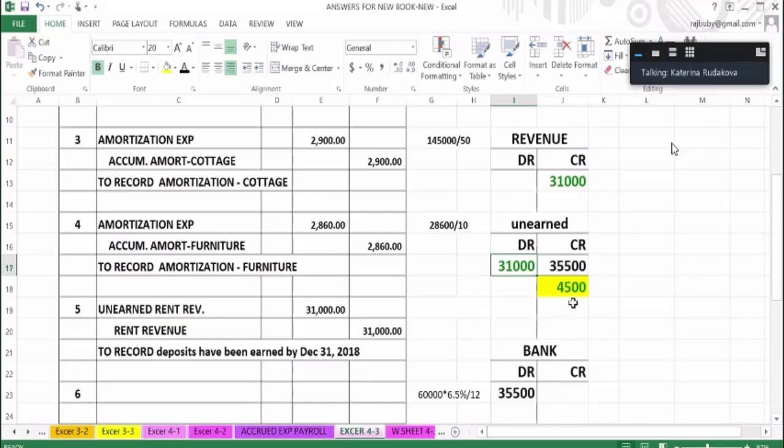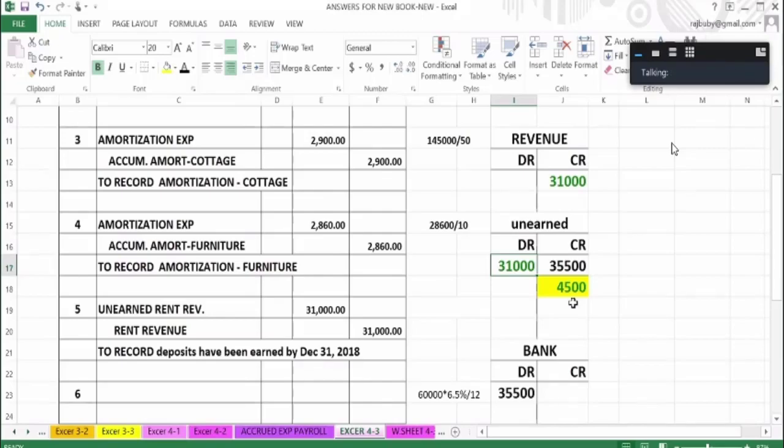Number 6, the mortgage interest rate is 6.5% per year. Interest has been paid to November 30th, 2018. We have mortgage payable, but in the sum, 60,000, we have mortgage interest. We have to calculate interest only for 1 month because they paid up to November. They haven't paid for December, right?